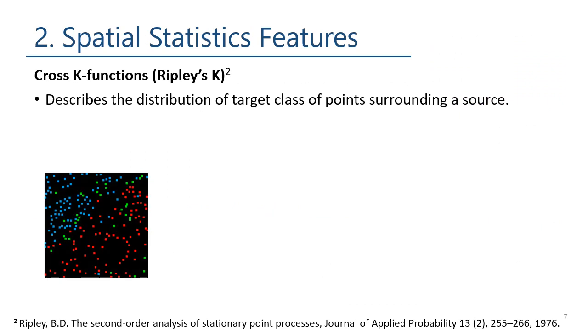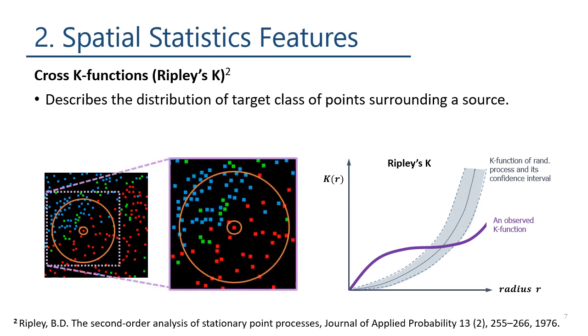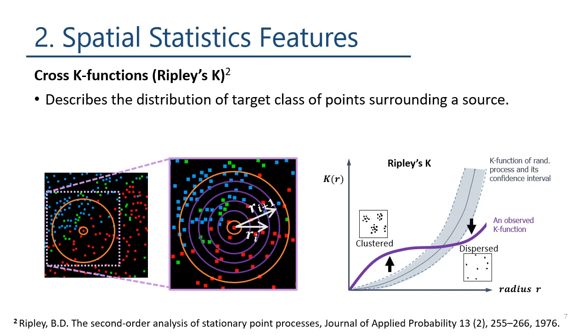Now, to capture the spatial colocalization, we use the cross-K function, or Ripley's K. It describes the distribution of one class of points in the neighborhood of a source. It computes the expected number of neighbors at different distances from the source, and it can characterize whether the distribution is clustered or dispersed. We use it to describe the colocalization of different classes of cells and also to characterize the neighborhoods surrounding holes identified by the persistent homology algorithm.